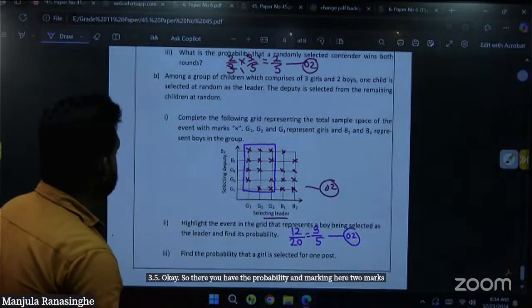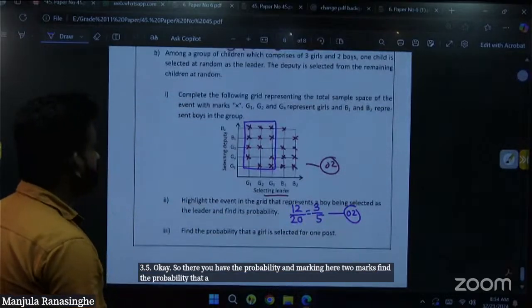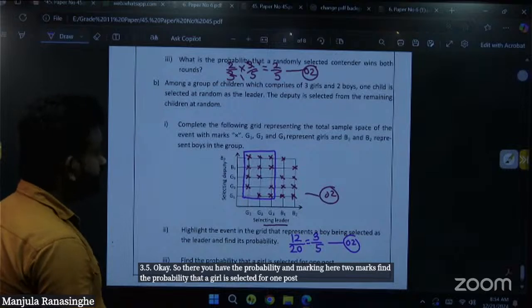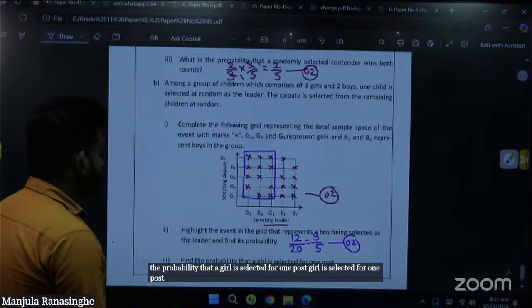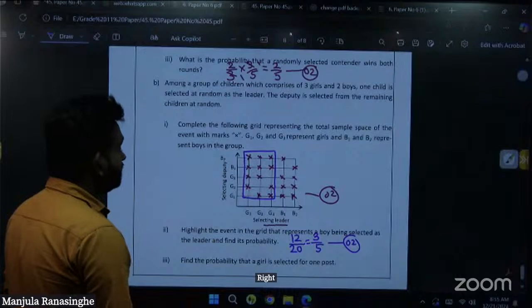Find the probability that a girl is selected for one post. Girl is selected for one post. Right. Probability that a girl is selected for one post.